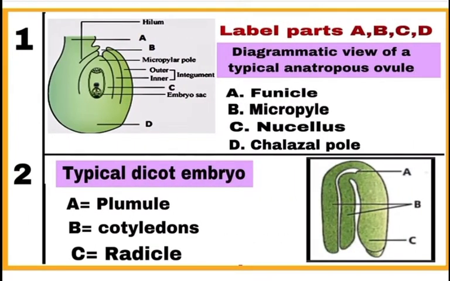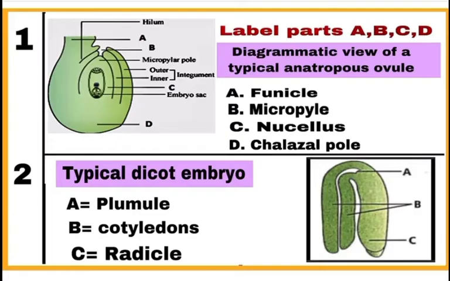It is diagrammatic view of a typical Anatropous ovule and you have to label A, B, C and D. A is the funicle, a stalk with which ovule is attached to placenta. B is micropyle. It is a small opening through which pollen tube enters inside the ovule. C is the nucellus inside which embryo sac is present, and D is the chalazal pole of ovule which is opposite to micropylar pole.